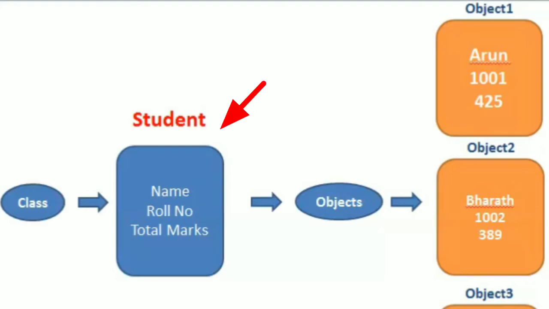So here is a template of students, that is the class. It has various fields like name, roll number and total marks. Now when you fill in these details, it becomes an instance or object. For example, object 1 has the values name Arun, roll number 1001 and total marks 425. Similarly, we have two other objects. I hope you have clearly understood what classes and objects are. We will move forward and see how to actually create a class in Python.